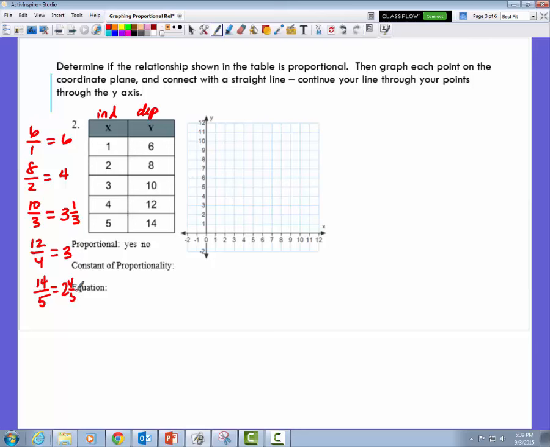Now it looks to me like it's not going the same rate every single time. So I'm going to say this is not proportional, but that doesn't mean I can't graph it. I have all these nice data points here that I can still graph. So I'm going to go ahead and do that.